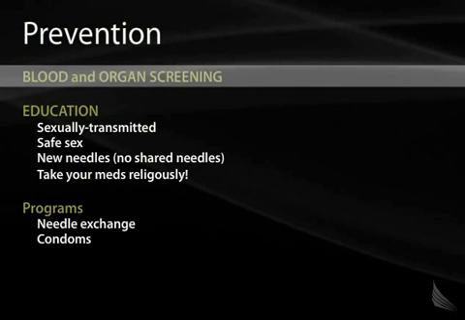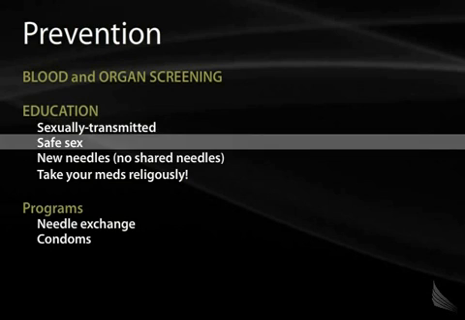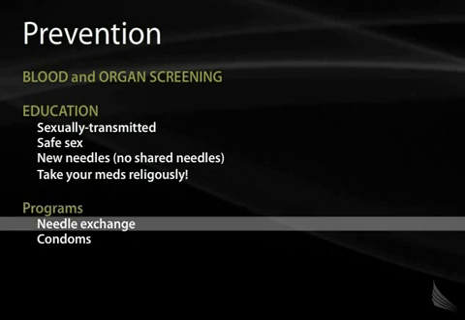Prevention can happen by blood and organ screening for HIV. This is something that we've recently been able to do, and so our populations of hemophiliacs who have died from HIV have dropped significantly. Education about sexually transmitted disease, safe sex, new needles, and taking your meds religiously can also prevent infection. Programs such as needle exchanges and condoms can also help.